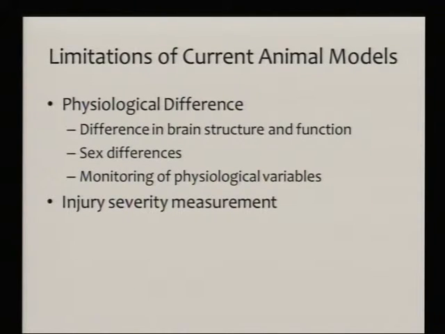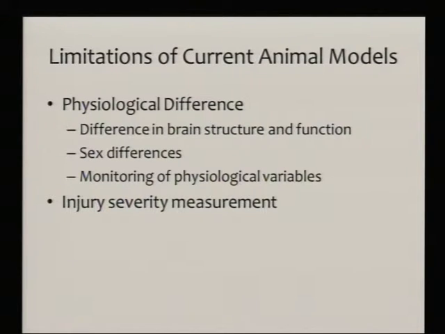Now the limitations of current animal models. First thing is we are trying to develop so many animal models and we are working a lot on them, but the main problem is the difference in brain structure and function. Ultimately, we want to translate that research to humans, but although large animals are closer to humans, we are not very comfortable with them. We use rodents as small animals for TBI research because of the lower cost and we can handle them comfortably.